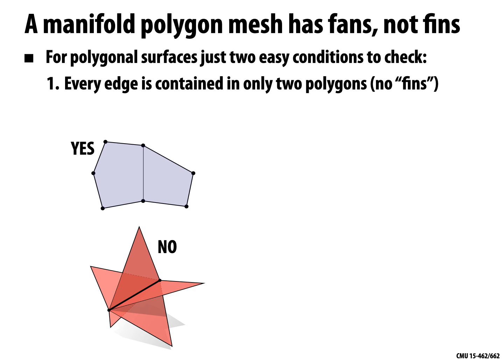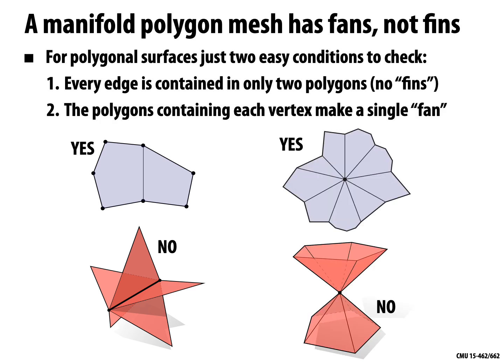For exactly the same reason as before, if I were to zoom in on the edge in the blue mesh, I can put down a coordinate grid. If I zoom in on the edge in the red mesh, I can't. The second condition is about vertices. We're going to say that every vertex in a manifold mesh, or a mesh with manifold connectivity, should be contained in a single fan or a single loop of polygons.